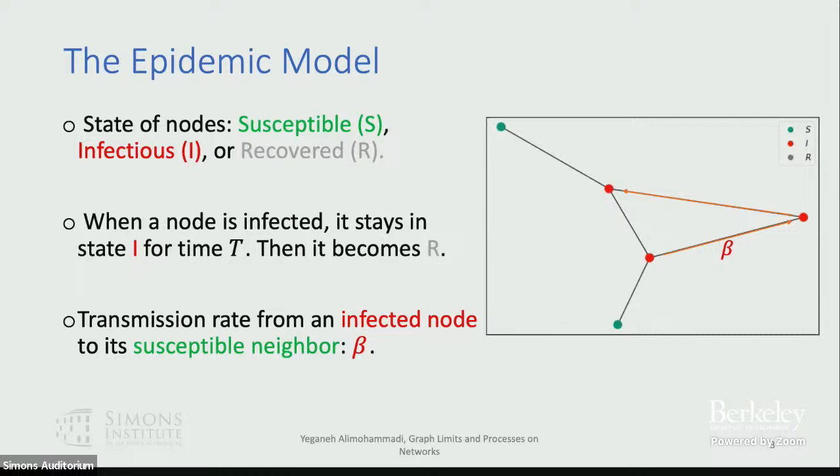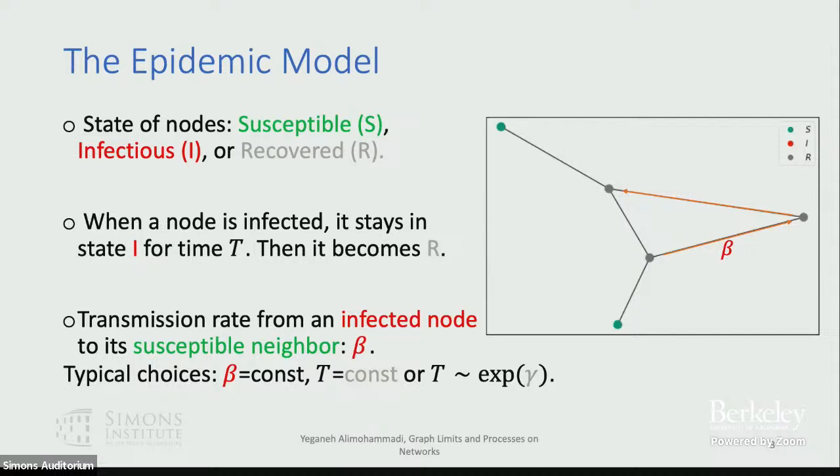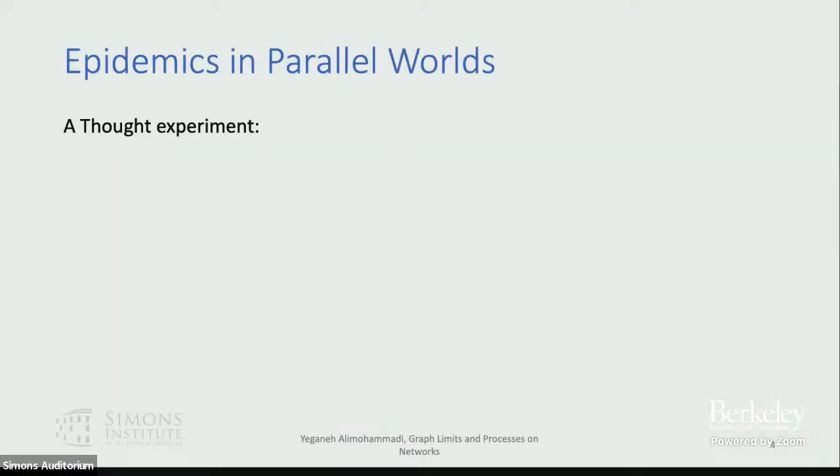And for how long a node is infectious, we can have different choices. For example, t could be a constant, or it could be random, for example drawn from an exponential random variable. That depends on how we want to model the epidemic, but for now, let's just keep it as simple as we want. Is there any question about the model? Okay. So now that we know the model, let's go through a thought experiment.